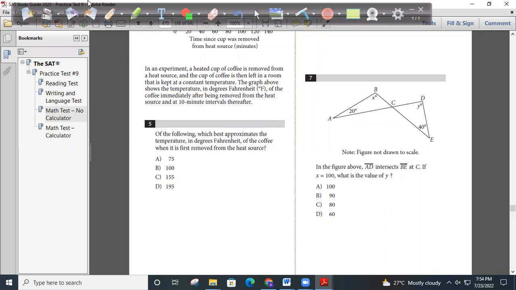Everyone should type the answer in the chat box. I'll give some difficult questions. I'm telling you, in the SAT you have some difficult questions based on similarity and congruence. You need to be clear with the concept. I explained it to you.